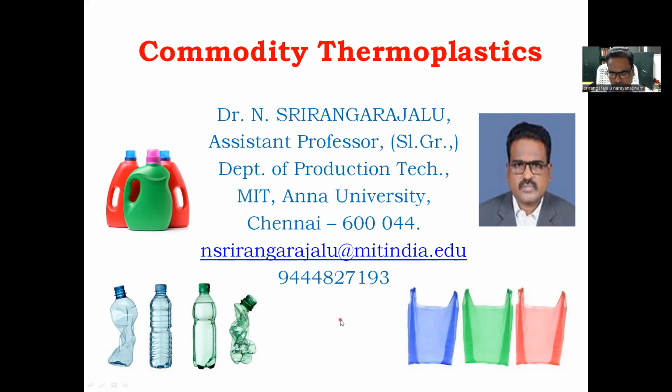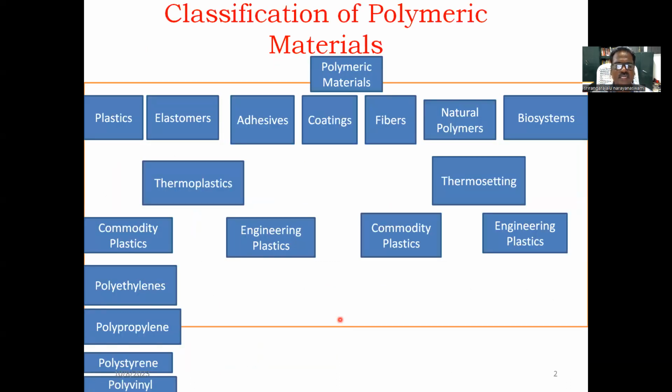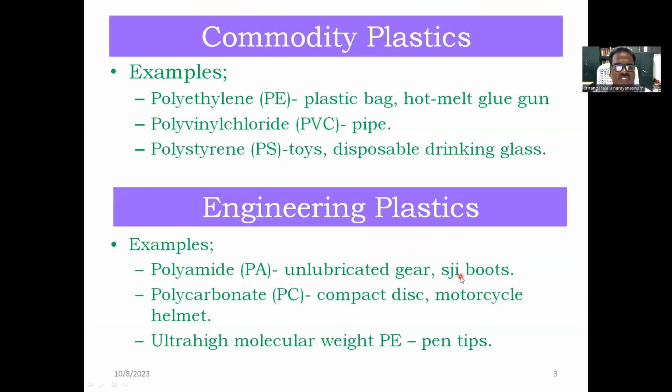Today we are discussing different types of commodity thermoplastics, their applications, and the classification of polymers. Polymeric materials are classified as plastics, elastomers, adhesives and coatings, fiber, natural polymers, and biosystems. Under plastics there are thermoplastics and thermosetting plastics. Under thermoplastics, there are commodity plastics and engineering plastics. Commodity plastics include polyethylene, polypropylene, polystyrene, and polyvinyl chloride. Thermosetting plastics also have sub-classifications like commodity plastics and engineering plastics.